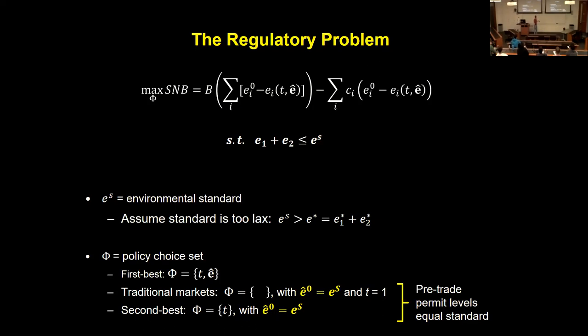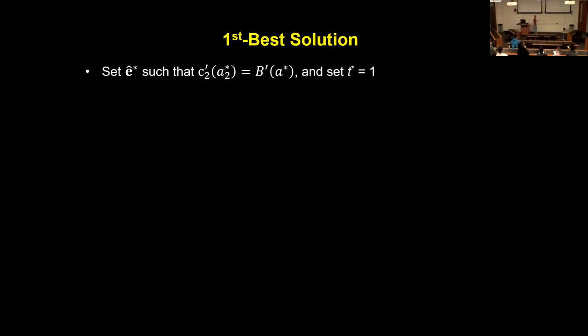This is just emphasizing that in both of these cases, the pre-trade permit levels are equal to the standard. I'm not going to impose that in the first best, but I will impose that for the traditional markets in the second best. So I'm going to look at all three of these markets. Start with the first best. It's just like before. We want to set marginal abatement costs equal to the marginal benefits of abatement and set T equal to one.